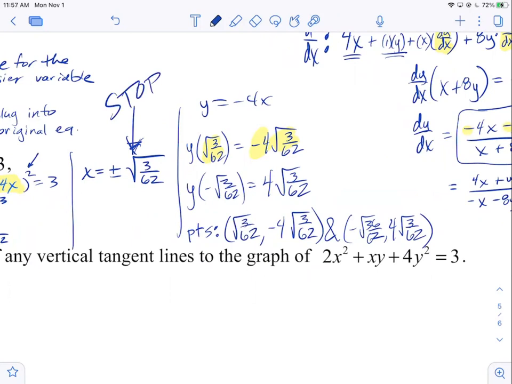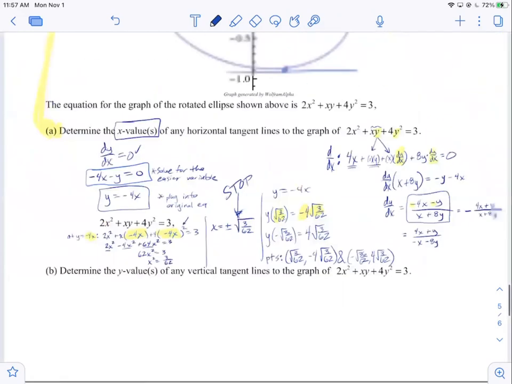Now, if it did ask for the points, let's say it was an easier looking number, could we just combine these 2 points and say plus or minus square root of 3/62, comma, plus or minus? We can't do that because that would give you 4 points. You wouldn't know how to pair them up. This puts them in opposite quadrants, quadrant 4 and quadrant 2. And the plus or minus would then imply that they're also in opposite quadrants 1 and 3, and they're not. Okay. All right.